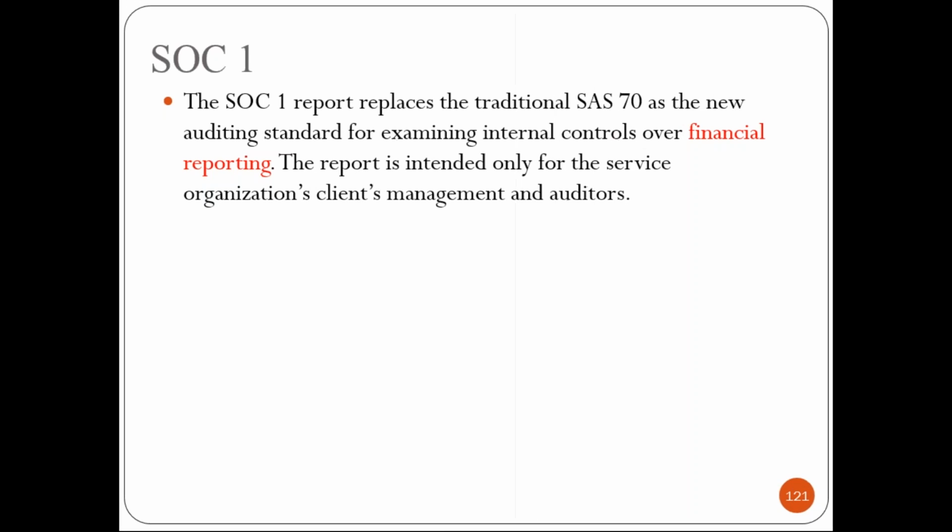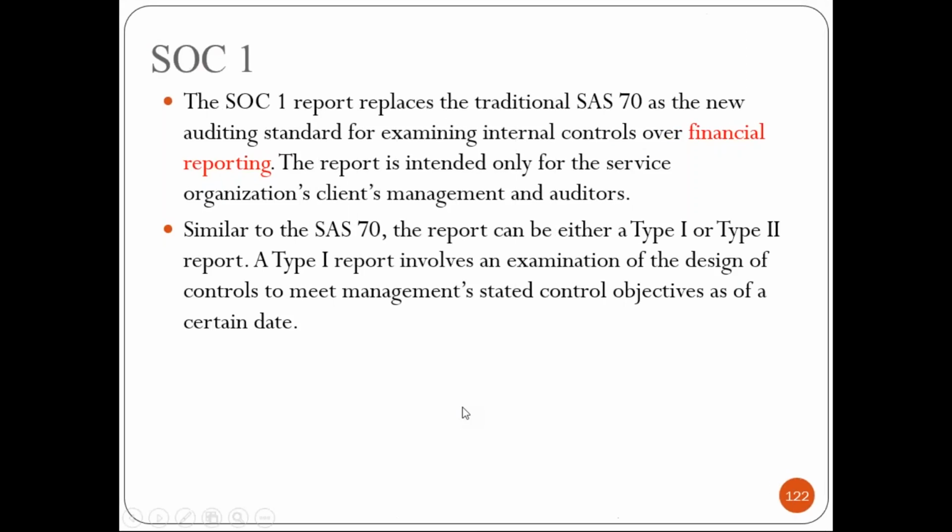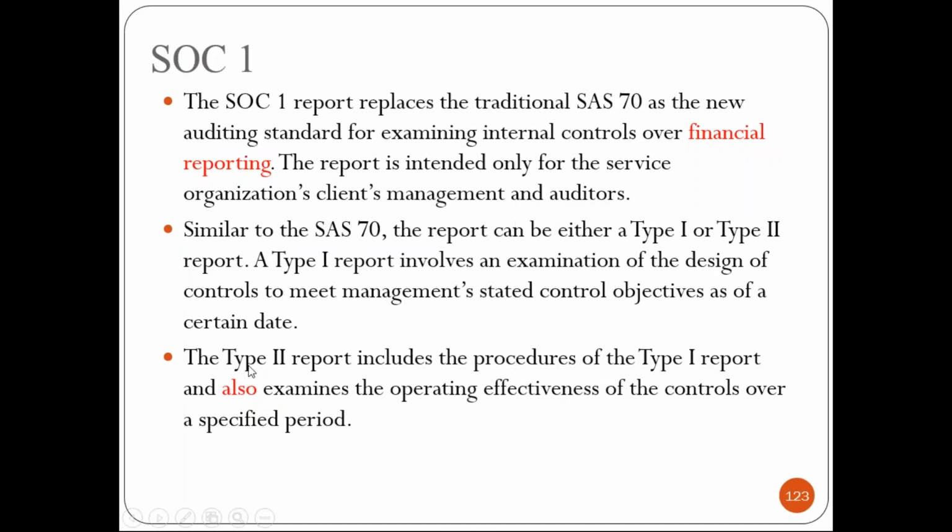Let's talk about SOC 1. SOC 1 replaces basically the traditional SAS 70. It's focused on financial reporting. Notice how I'm trying to help you. Help me help you. Notice how financial reporting is what it's focused on. It's similar to SAS 70. The report can be a type 1 or a type 2. A type 1 report involves an examination of the design of the controls. Notice how we beat to death earlier talking about the design of the controls. A type 1 only addresses the design of the controls. Okay? A type 2 also examines the operating effectiveness of the controls over a specific period of time.